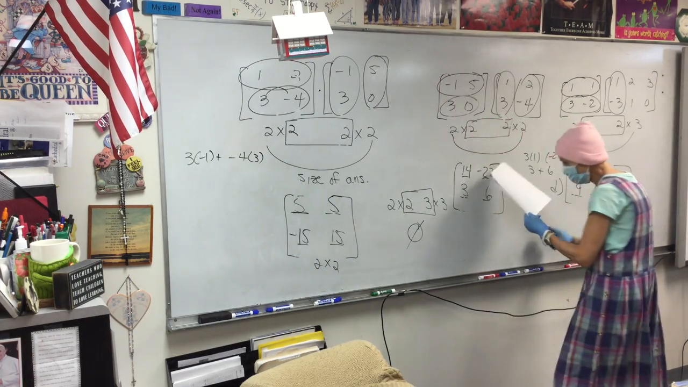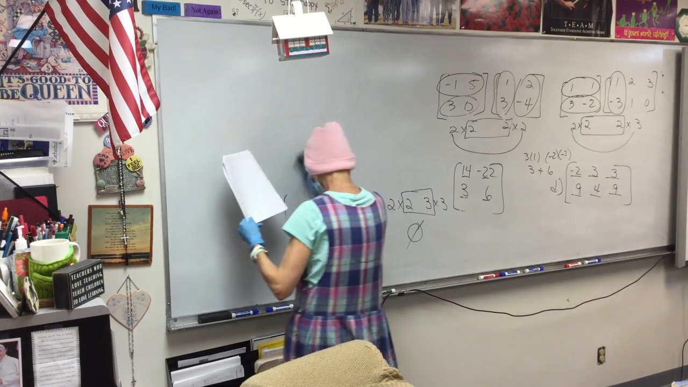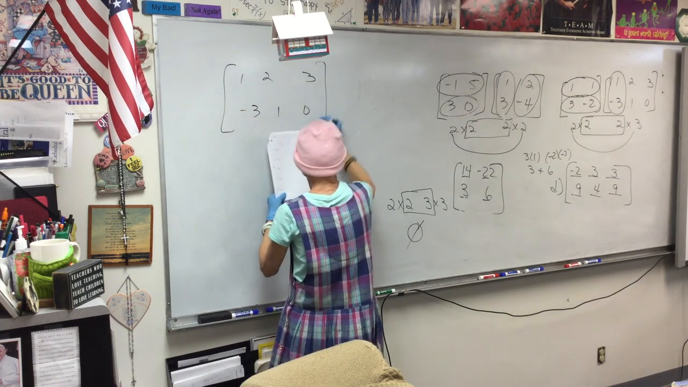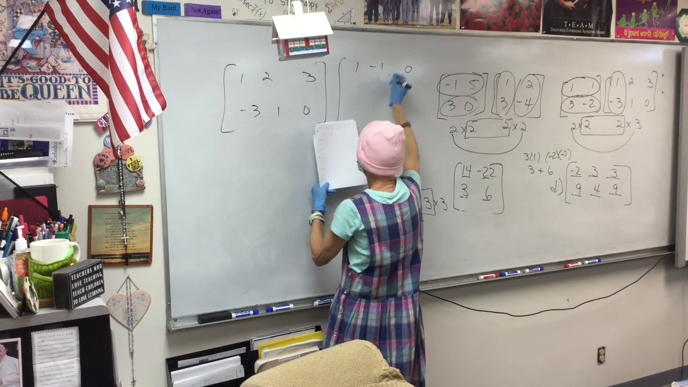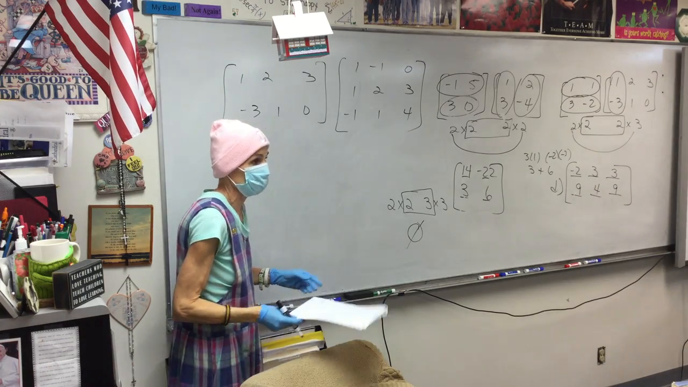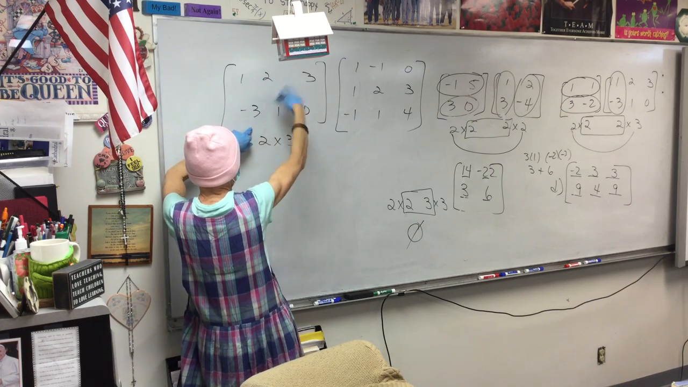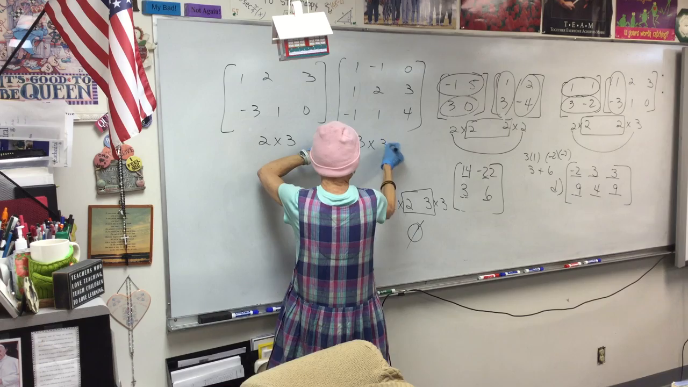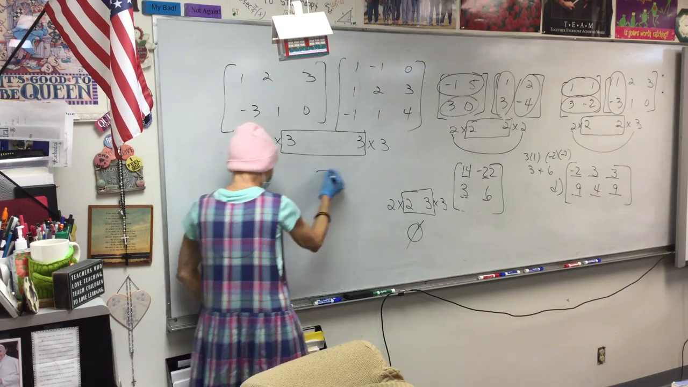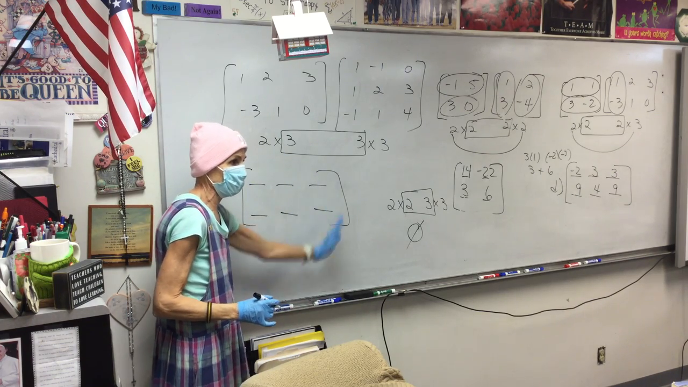All right. Are you working on E? Dimensions. This one's 2 by 3. This one's 3 by 3. Is it a doable problem? Mm-hmm. And the answer will be 2 by 3. 2 rows, 3 columns.